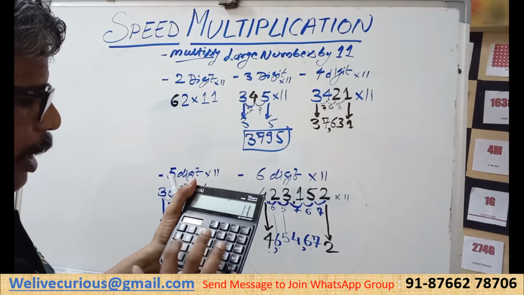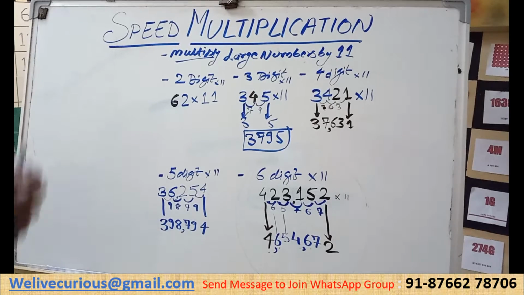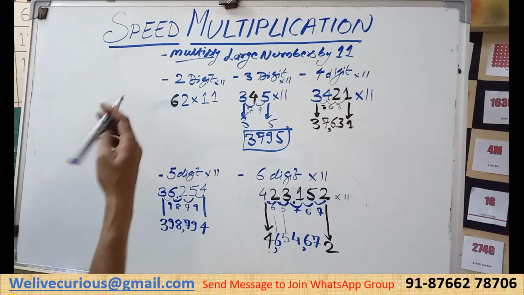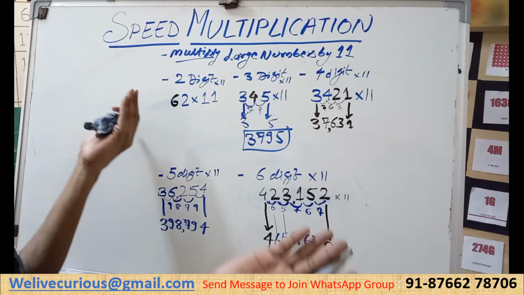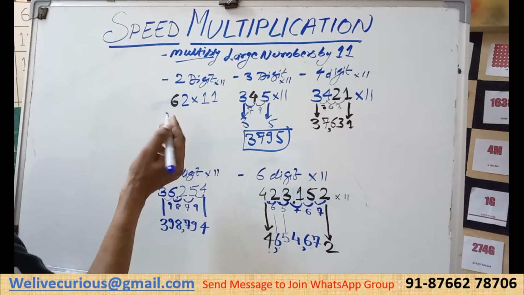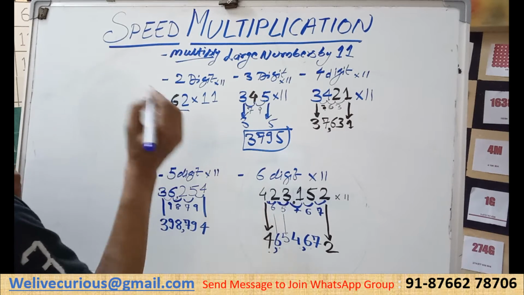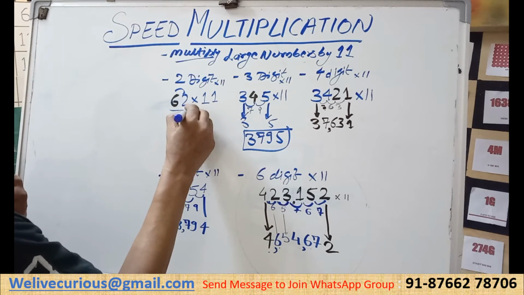345 multiply 11 is 3795. The calculator is working. Now here, 62 multiply 11. When you come across 62 multiply 11, there is nothing in between. The board's left and right digits are only 2, and there is only one space where they both add and drop. So when you come across 62, simply write 6, add them together, drop it in between.